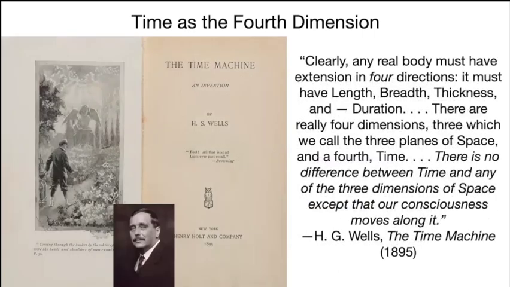If you know the science fiction novella, The Time Machine by H.G. Wells, in it, the inventor of the time machine says the following. So this is a fictional book. It said, clearly, any body must have extensions in four directions. It must have length, breadth, thickness, and duration. There are really four dimensions, three of which we call the three planes of space, and a fourth, time.